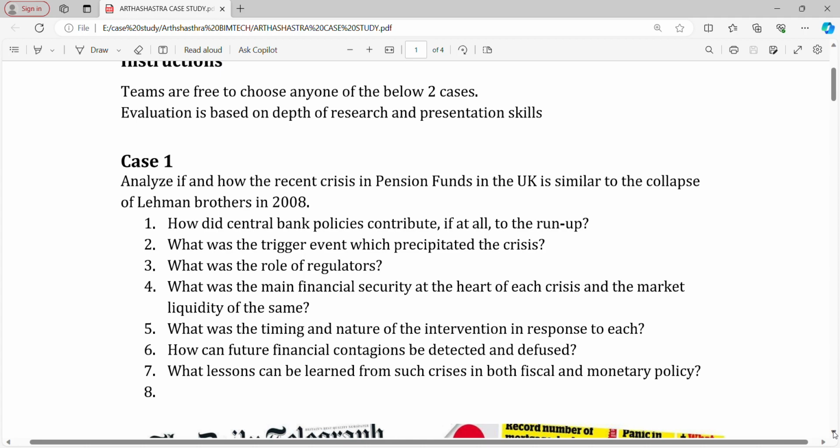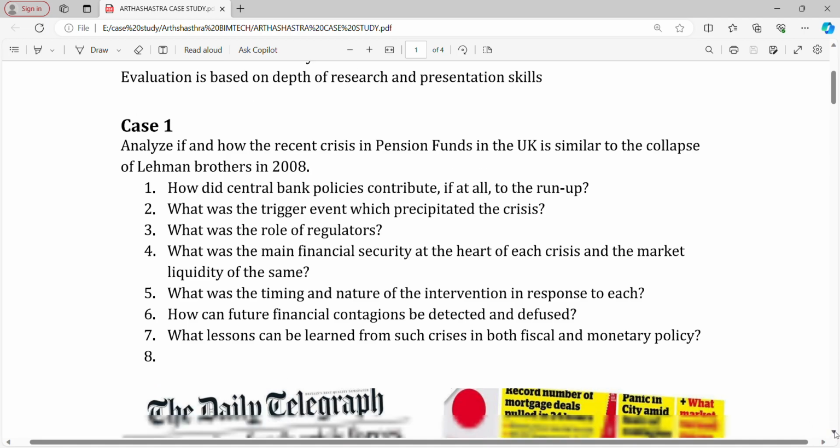6th and 7th are something solution oriented. You can't directly take them from the analysis, you need to derive them from the analysis and your ethical thinking. 6th, how can future financial contagions be detected and diffused? This question means how can it be detected in light of the pension fund crisis and Lehman Brothers fall. 7th, what lessons can be learned from such crises in both fiscal and monetary policy?